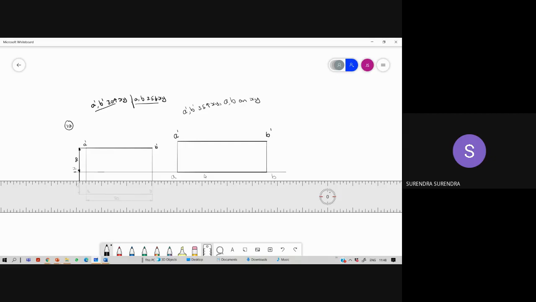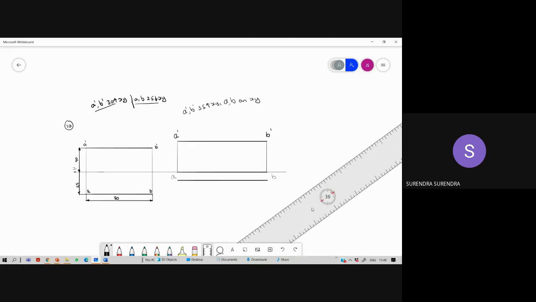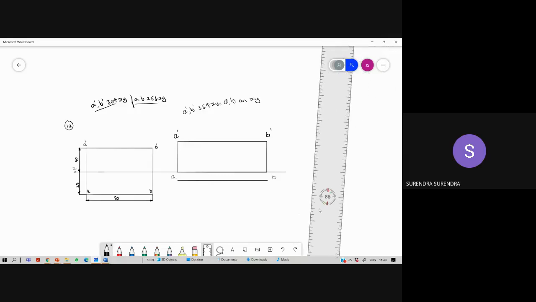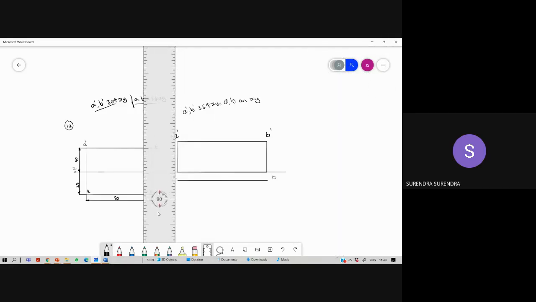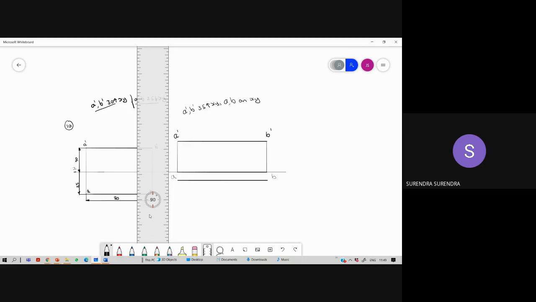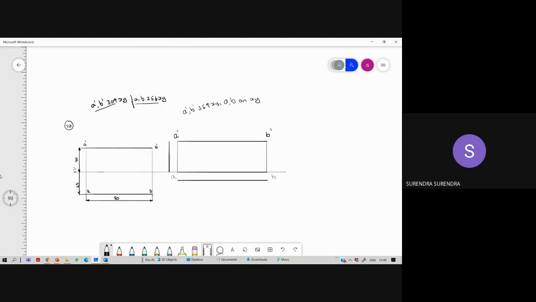So coming to dimension representation, the distance between A and B: for every problem we should indicate the line length. And next, the vertical dimension, the distance of the line from the horizontal plane. So I am drawing extension lines freehand, just to save time. It is given as 35, 80.